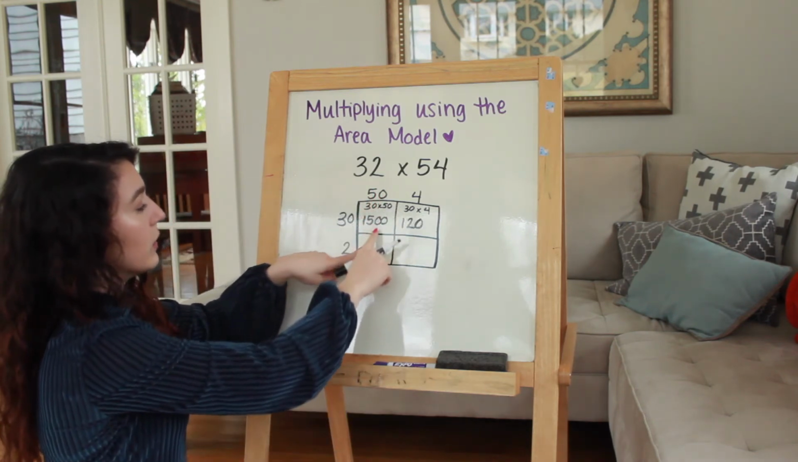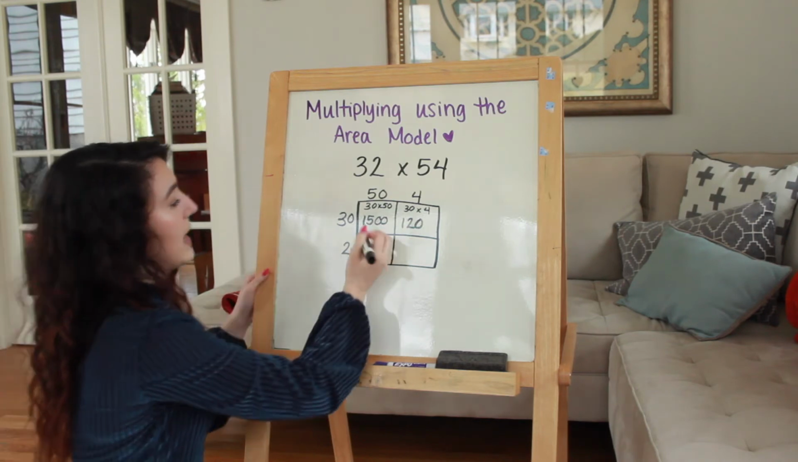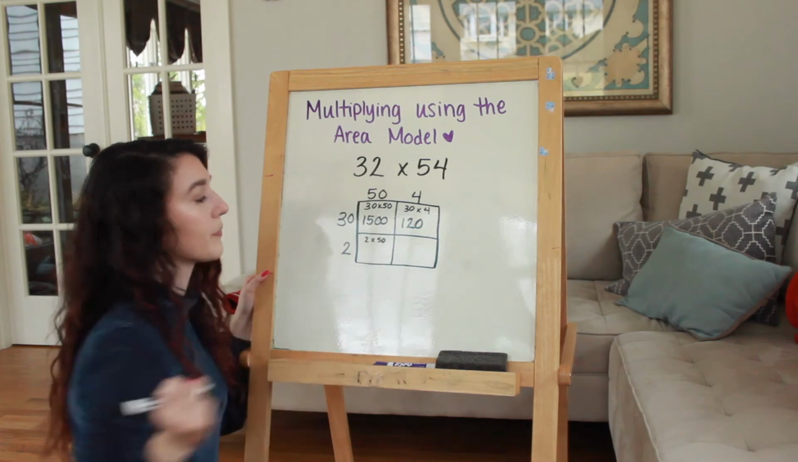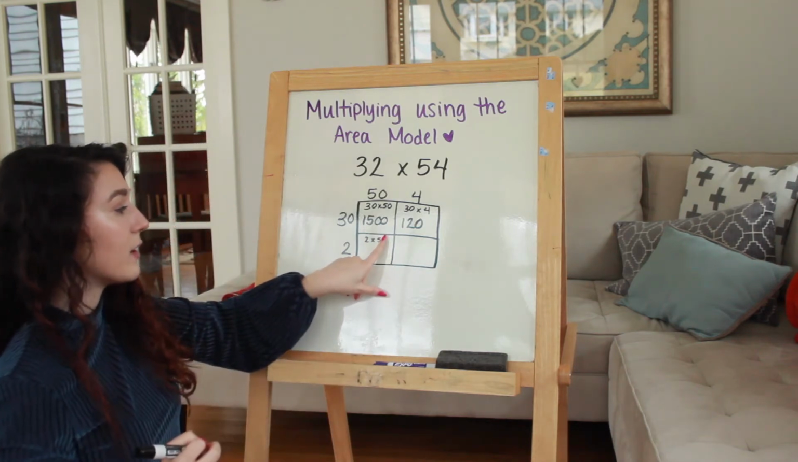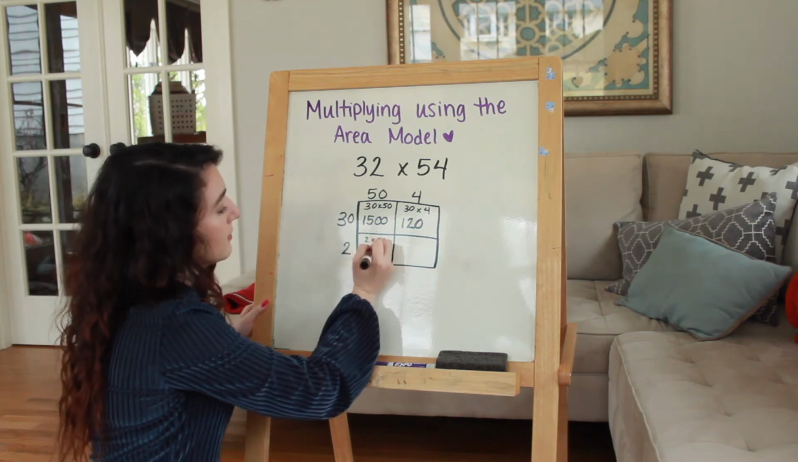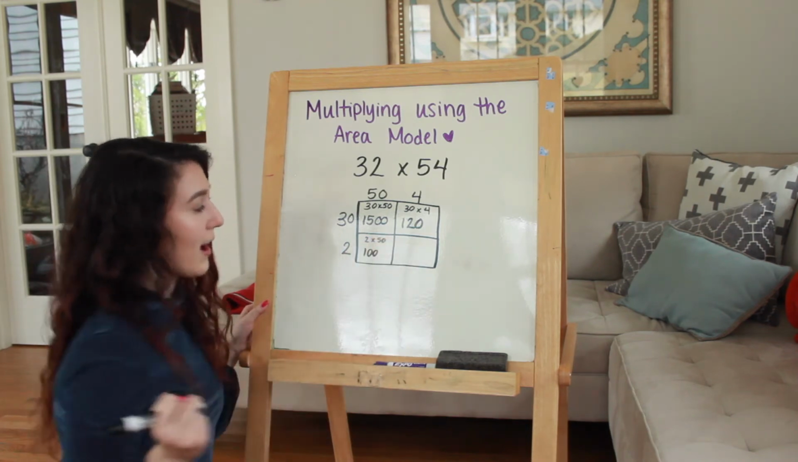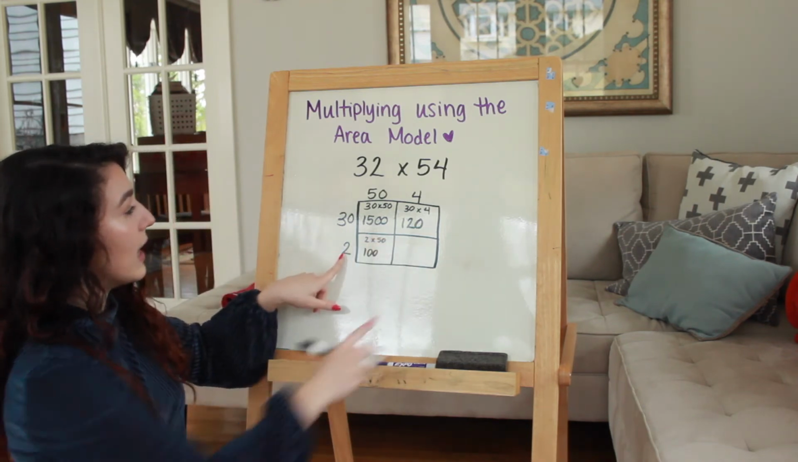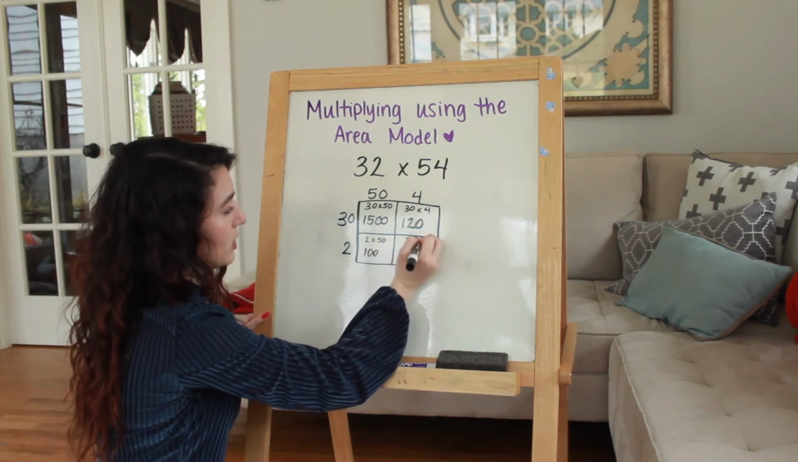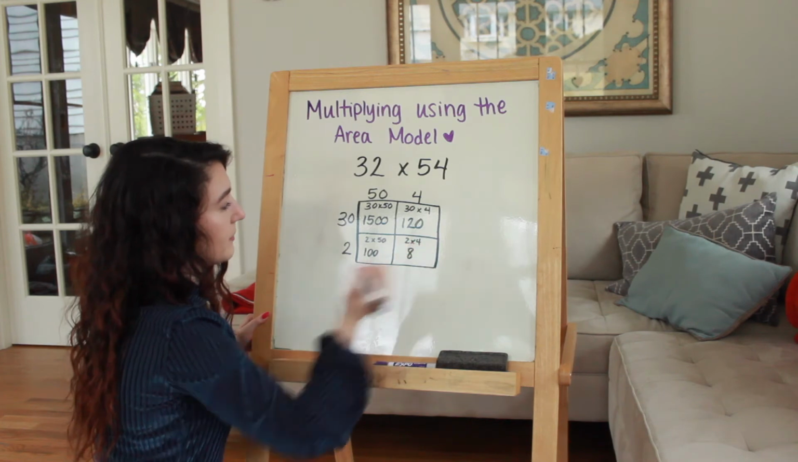Now I need to go like this. 2 times 50. Okay, I'm going to cover up that 0. I know that 2 times 5 is 10. And then I'm going to add that 0 back. Now, 2 times 4. I know that in a snap, 2 times 4 is 8.